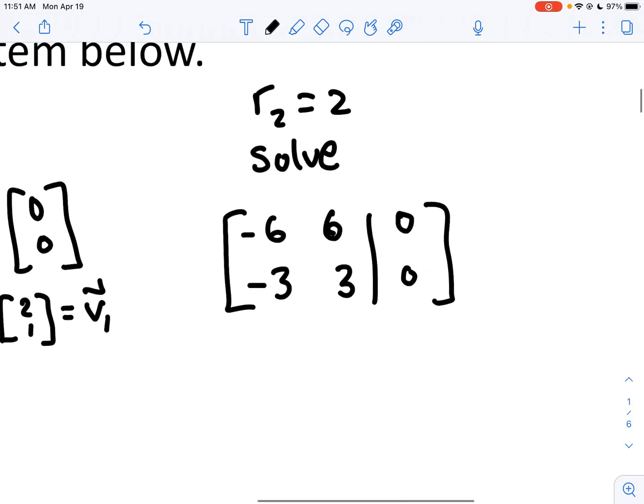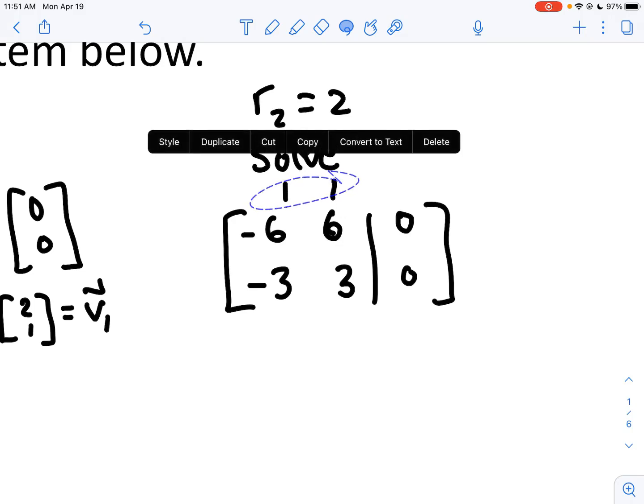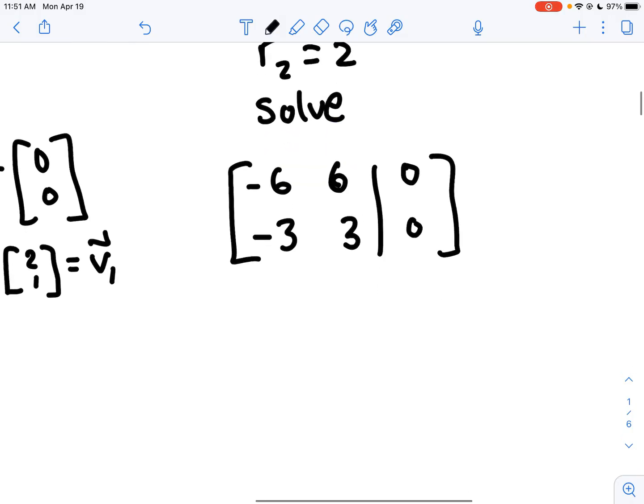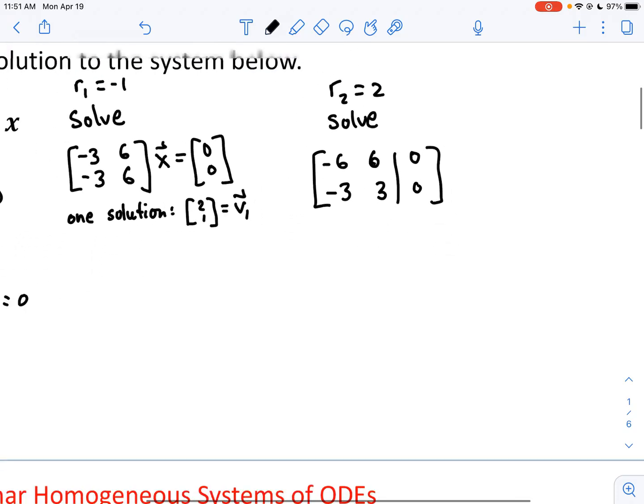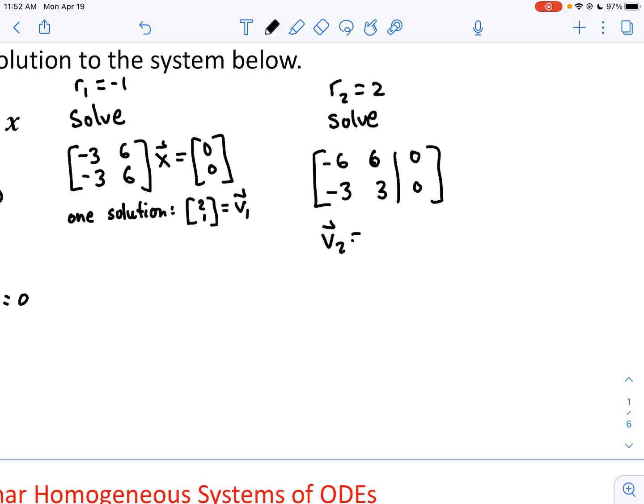But really, you just need to think, is there a vector you can put here and here, like 1 and 1, and then drop it down, multiply and add, and get 0 both times? And if that's the case, 1, 1 clearly will work here. Then we have found an eigenvector. So v vector eigenvector 2, one solution to this will be the vector 1, 1.